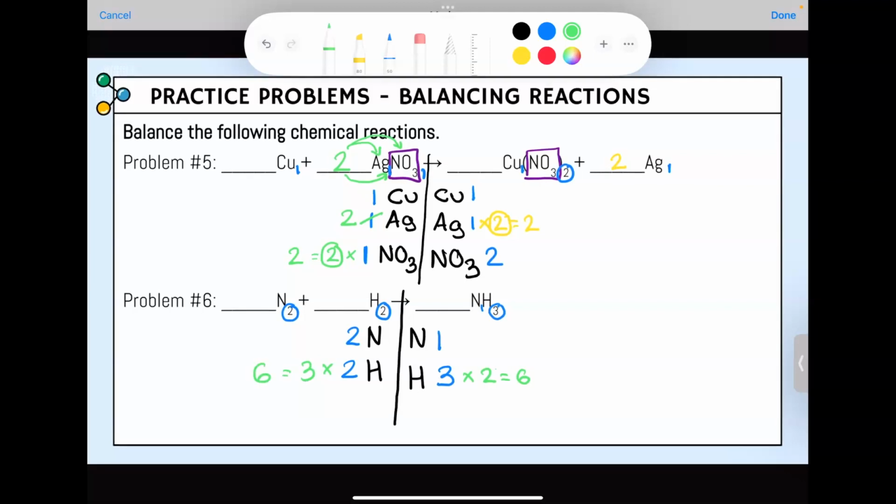So this 2 here has to go on our product side, and this 3 here has to go on our reactant side with hydrogen. Now for H2 on our reactant side, there's no other element, but in our product side, we have not only hydrogen that we know of, but we also have nitrogen. And 2 times 1 makes that 2, and that makes that balanced.